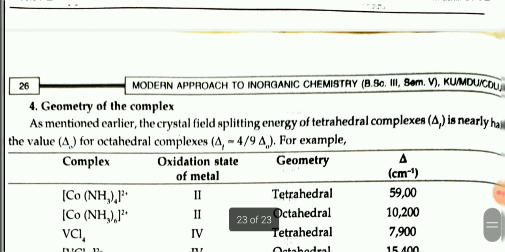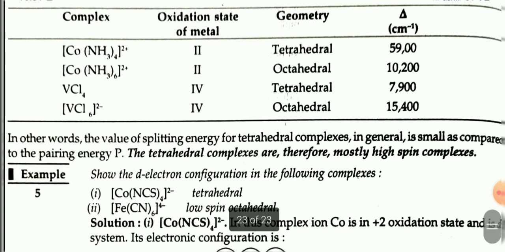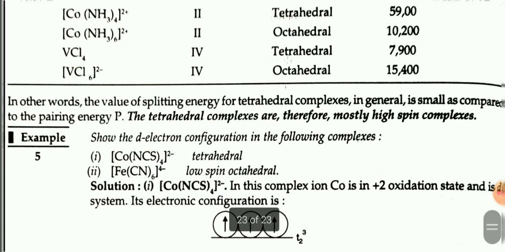Fourth, geometry of the complex. As mentioned earlier, the crystal field splitting energy of a tetrahedral complex is nearly half the value for an octahedral complex. In other words, the value of splitting energy for tetrahedral complexes in general is small as compared to the pairing energy P. The tetrahedral complexes are therefore mostly high spin complexes.